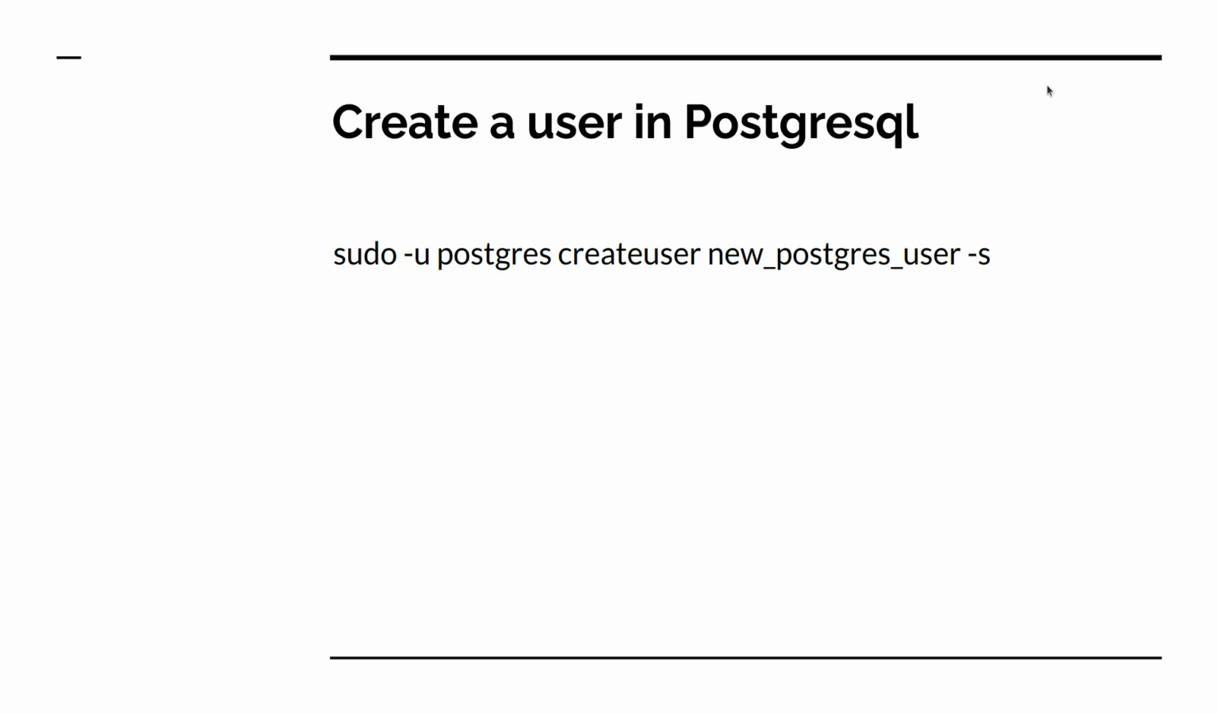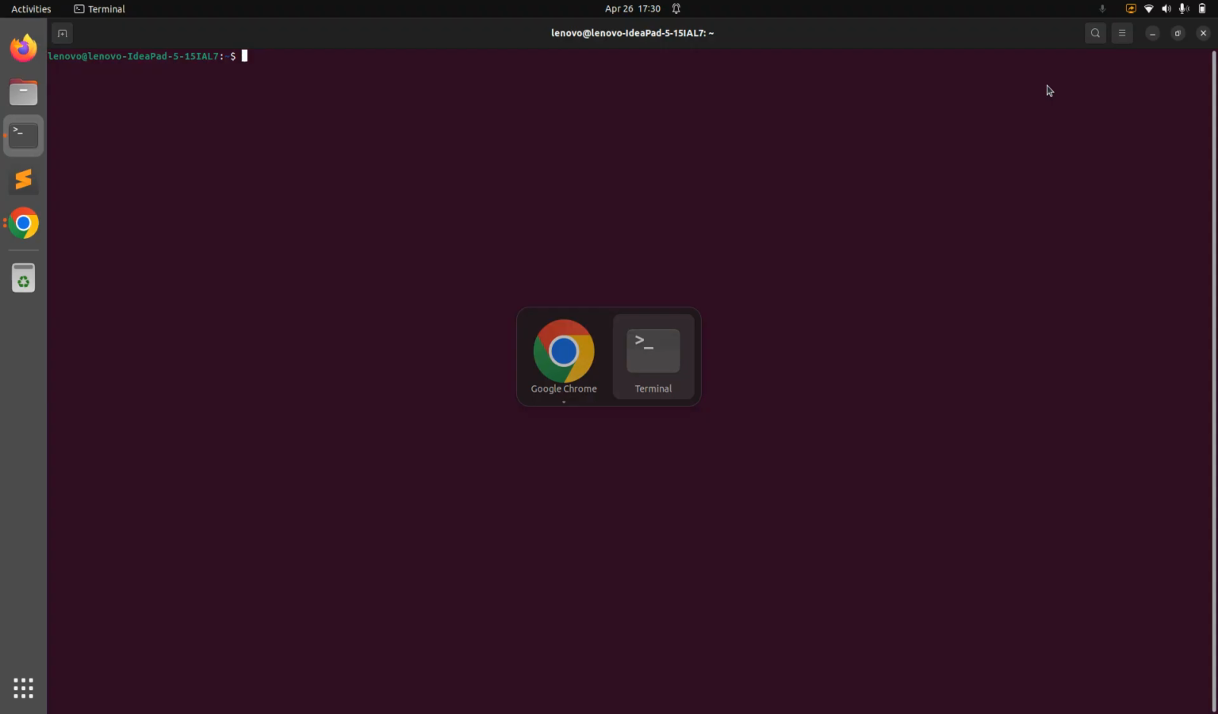Okay, and now let's try creating a user in the Postgres in system. Okay, so I can show you this command on my terminal. So first switch to the terminal, and here you need to run sudo and then -u postgres, and then createuser. Okay, and then your username must come here. So for example, I can use, let's say, ravi_postgres. Okay, and then let's use the -s option. Okay, and this will create a user for you in the Postgres.